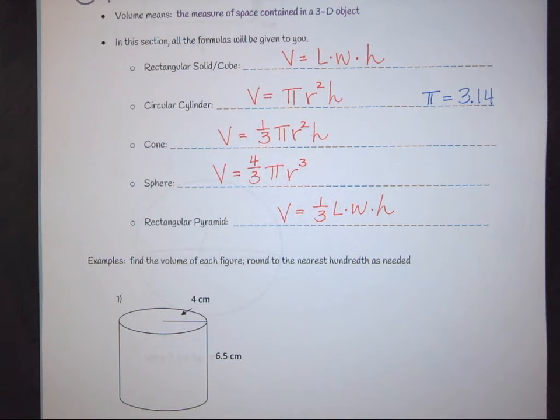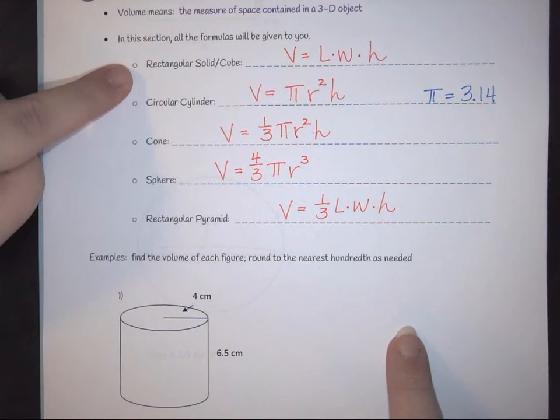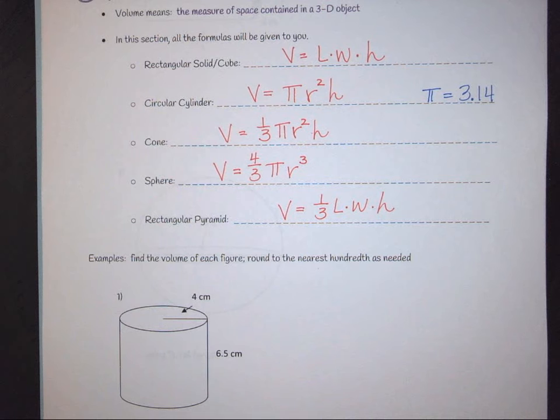A sphere is going to be 4/3 pi r cubed. And then the last one is a rectangular pyramid. So think about the pyramids of Egypt. They have a square bottom, straight triangular sides. So we have 1/3 length, width, height. Now again, the same thing, your rectangular pyramid versus a rectangular solid: they have the same type of base, but a rectangular pyramid is roughly 1/3 the volume of a rectangular solid.